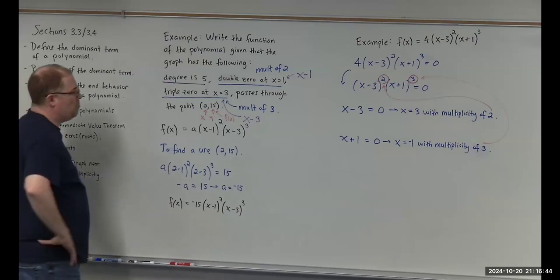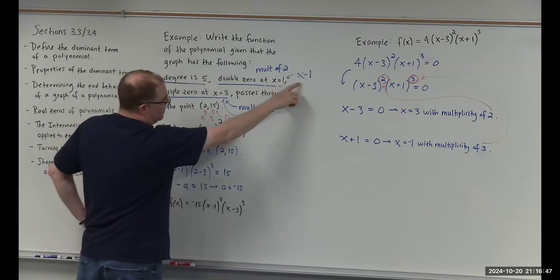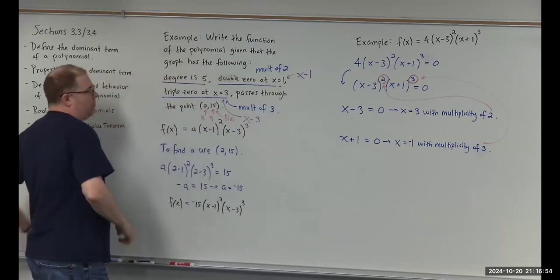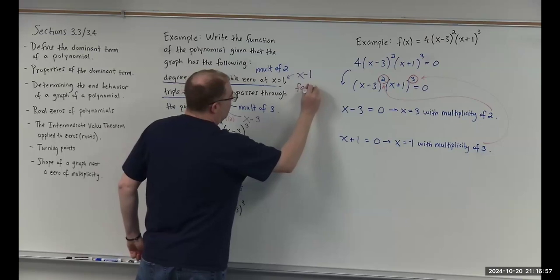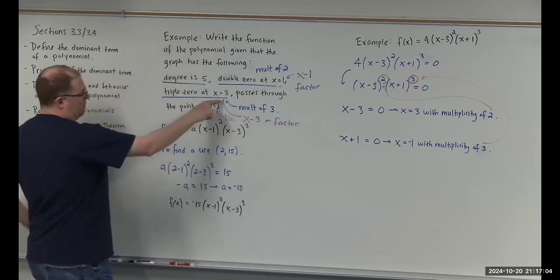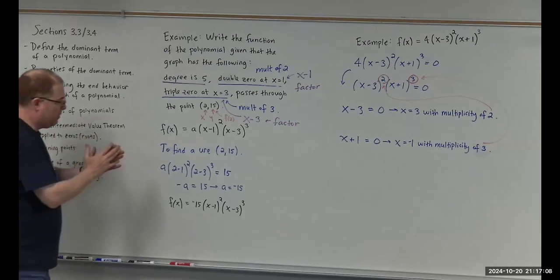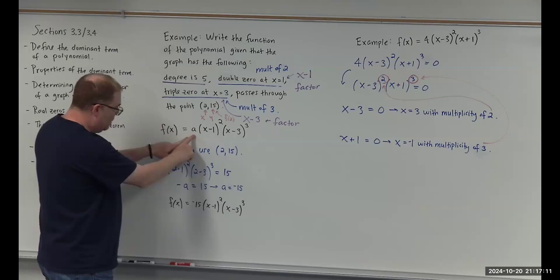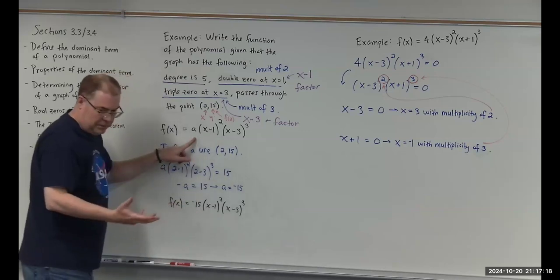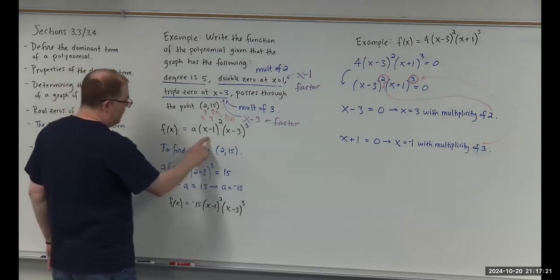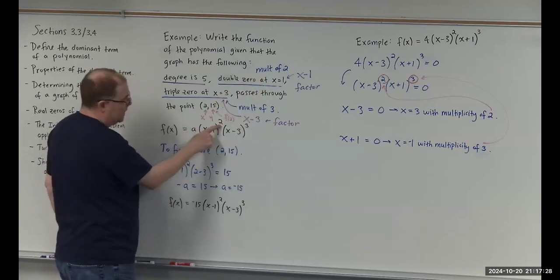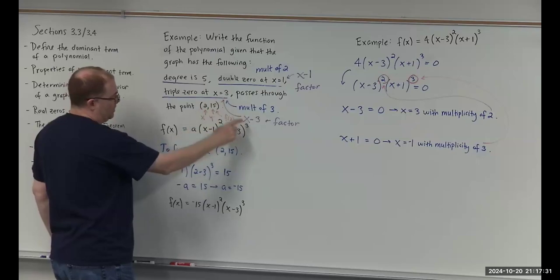And so, remember that x equals 1 means that x minus 1 is a factor here. And we have x minus 3, which is our factor. So x minus 3 is coming from there. Now putting everything together, we have f of x equals a, some kind of constant out here, just like with the quadratics that we saw earlier. So a times (x minus 1) squared, coming from the double zero, multiplicity of 2, times (x minus 3) to the power 3, multiplicity of 3.